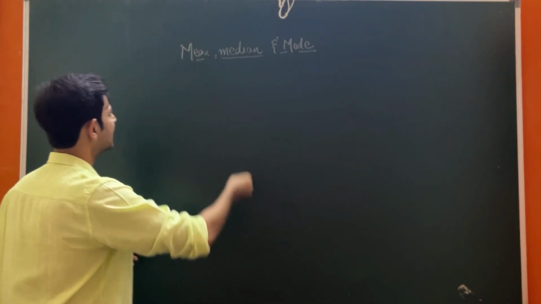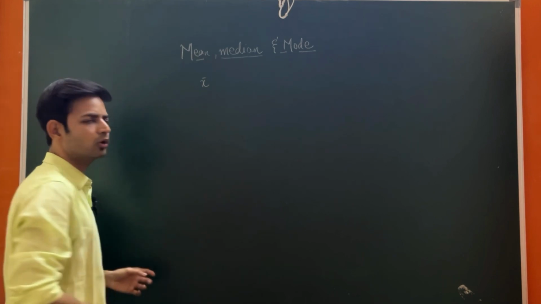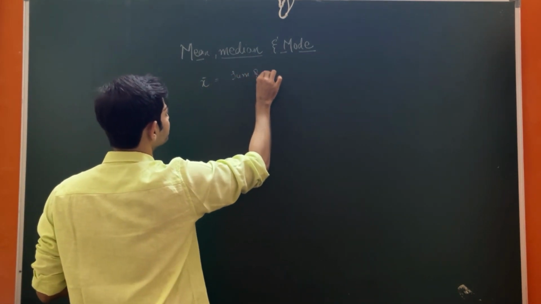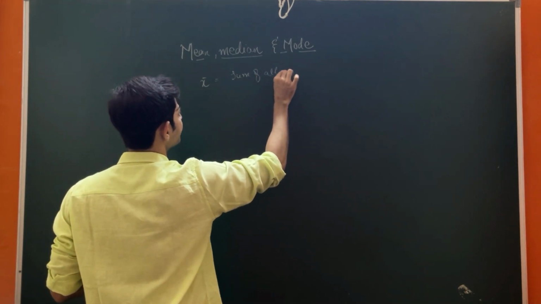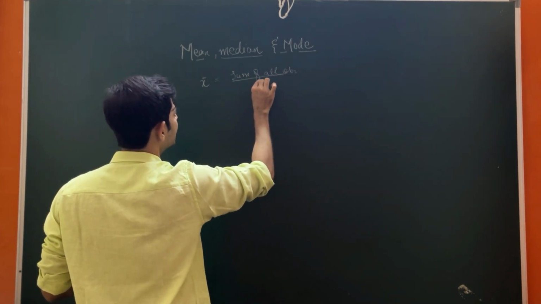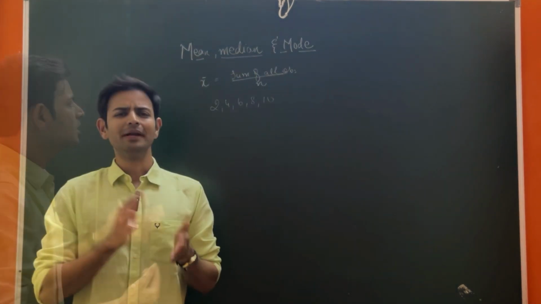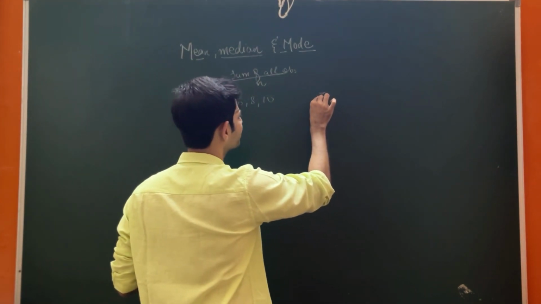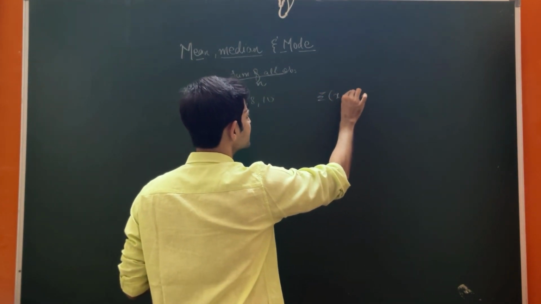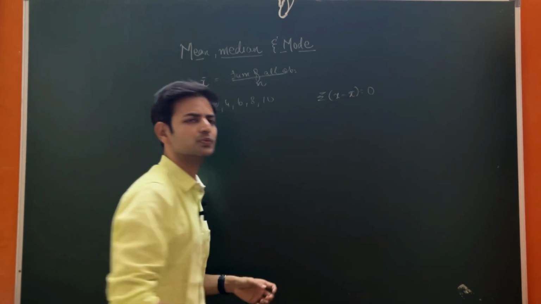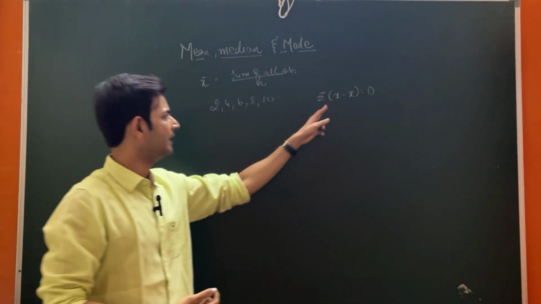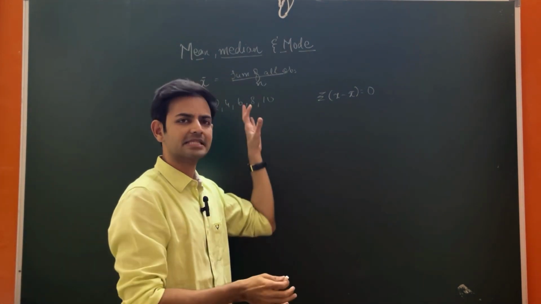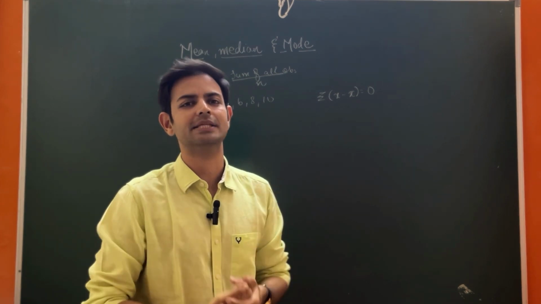So for ungrouped data, mean, which we denote by x bar, is equal to the sum of all observations upon the number of observations. Now let us understand one important property of mean, that is, sum of (x minus x bar) is equal to 0. It means when we subtract these numbers individually from the mean of these numbers and we add them up, we get the answer as 0.